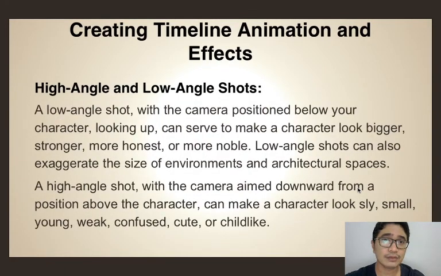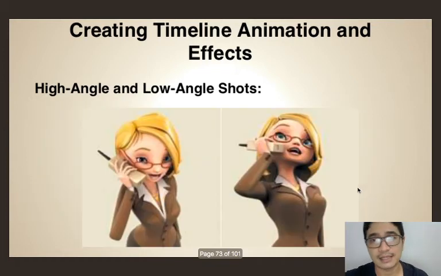High angle and low angle shots. So a low angle shot with the camera positioned below your character looking up can serve to make the character look bigger. And yung high shot naman, with the camera aimed downward from a position above the character, can make the character look sly, small, young, weak, confused, cute, or childlike. So dito natin mapapansin yung paano tayo maglalagay ng perspective or mako-consider natin yung mga angle shots na yan pag sa animation or sa drawing.